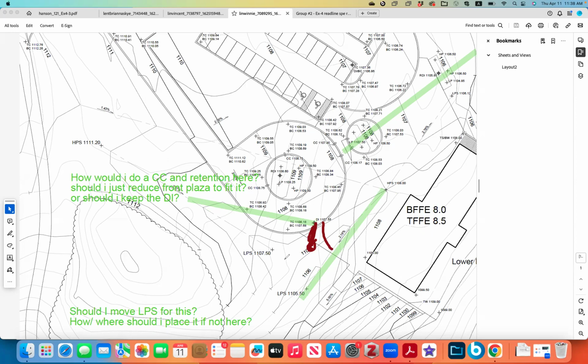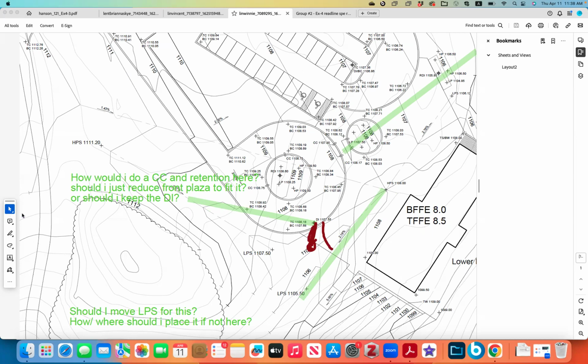Yeah, I think reducing the front plaza would actually be more straightforward. You definitely need the DI or an RDI. Okay, either a DI or an RDI. And this is at the end of the chain, so you have to have one of those.